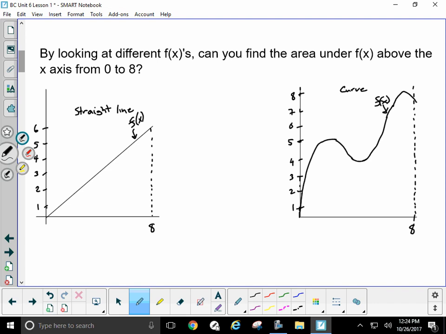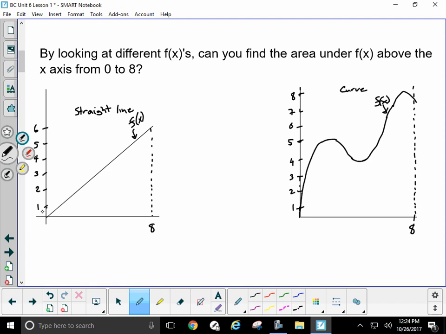I give you 2 situations. I give you a straight line and I give you a curve. By looking at these different functions, can you find the area under the function and above the x-axis between 0 and 8? And if you look at the one on the left, you should say, oh yeah, sure, I took geometry. This is a triangle. I have formulas for areas of certain objects.